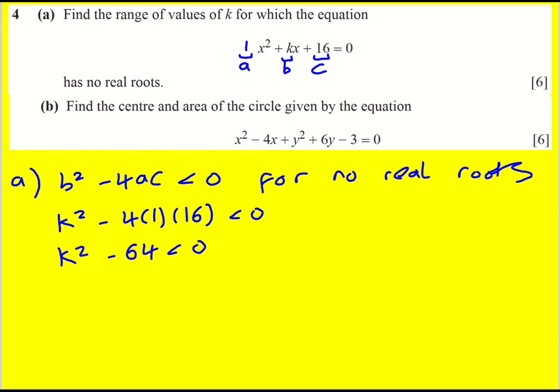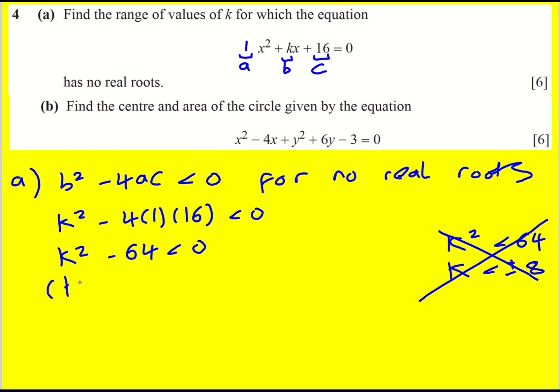Now be really careful here. This is what you shouldn't do. You shouldn't do k squared less than 64 and then start trying to take square roots, because you can't take square roots when you have inequalities. It doesn't quite work like that. We need to be really careful, because when you square a negative, it becomes positive and etc. So you can't keep the sign the same like you would with an equation.